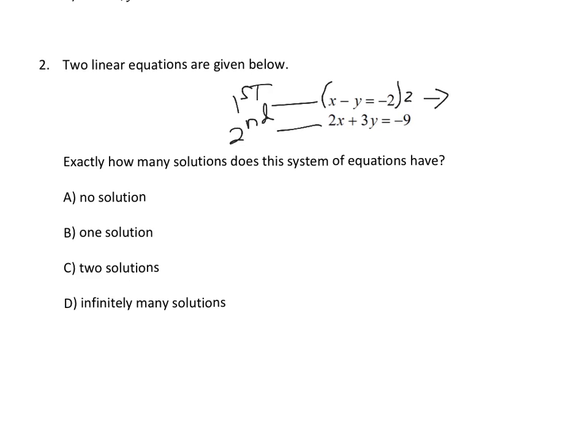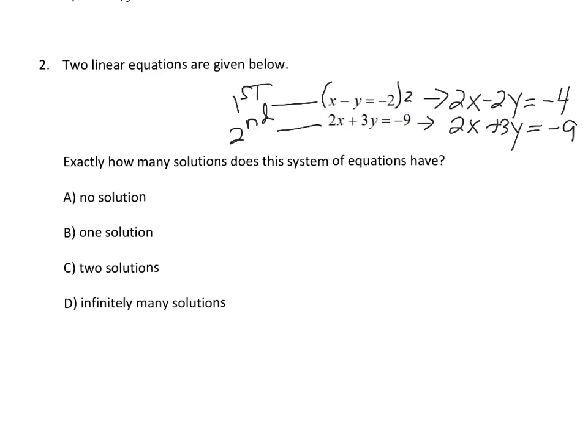So multiply x times 2, I have 2x. Multiply negative y times 2, I have negative 2y. And multiply negative 2 times 2, I have negative 4. See that? Now I'm going to just copy the second equation underneath it. I'm not doing anything to it. 2x plus 3y equals negative 9.